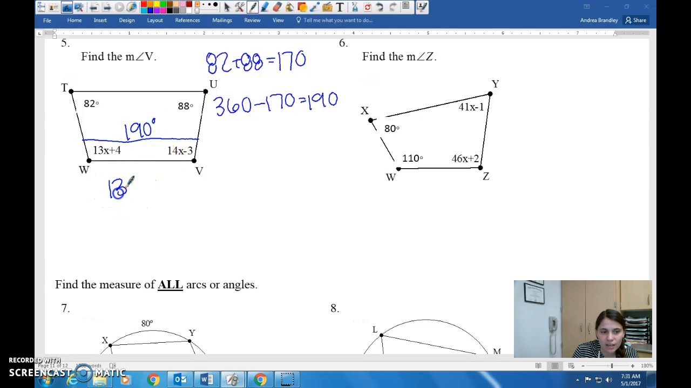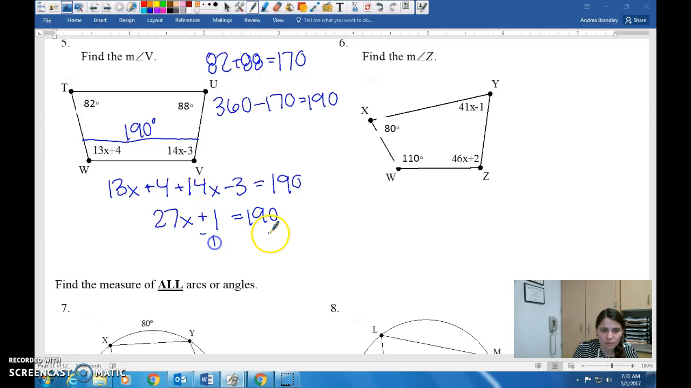So if I add them together, 13x plus 4 plus 14x minus 3, together that should equal 190. Then I can just combine like terms over here. 13x plus 14x is 27x. 4 minus 3 is a positive 1, and that's equal to 190. Then I'm going to minus 1 from both sides, and 27x equals 189. If I divide both sides by 27, x equals 7.